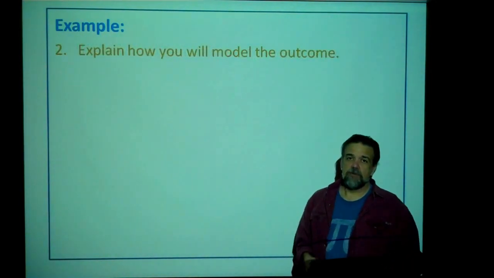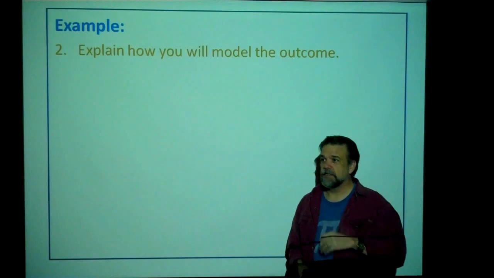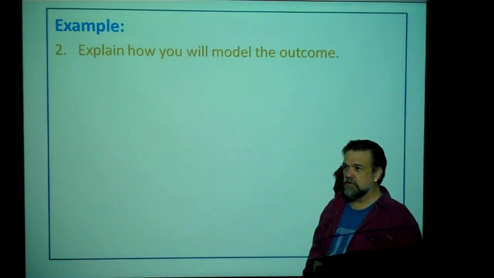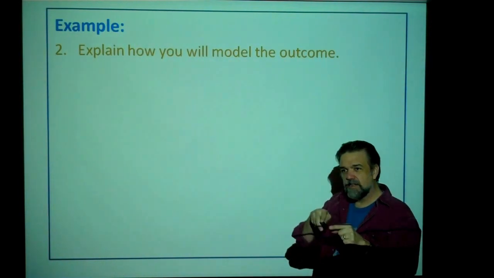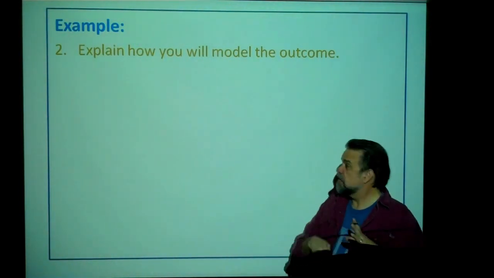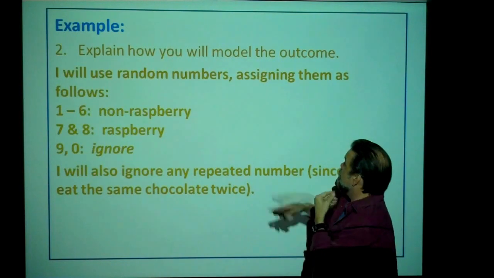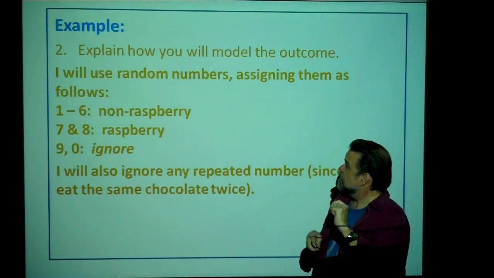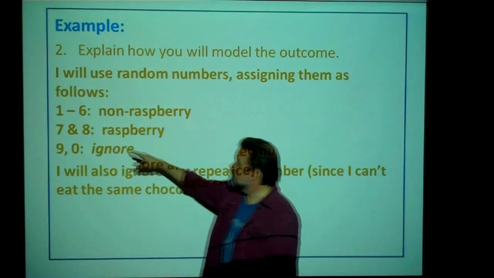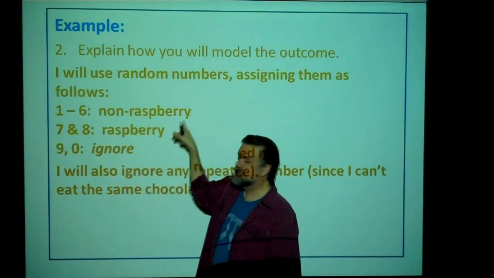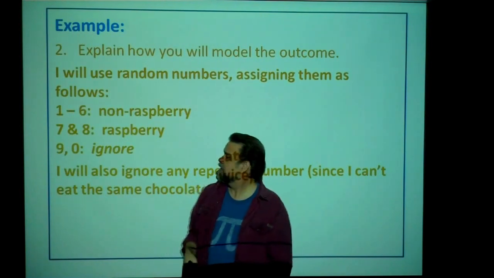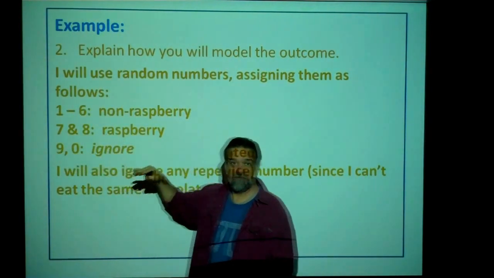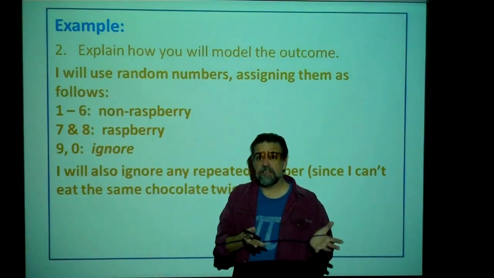Okay? How am I going to model the outcome? Well, let's see. We have 8 different chocolates in a box. So let's assign digits to each of those chocolates. I'm going to use my random number table. I'm going to choose 1 digit at a time. And I'm going to say 1 through 6 is going to be non-raspberry. So a good one, okay? 7 and 8, bleh. Now, that's all I need, just those 8 digits.